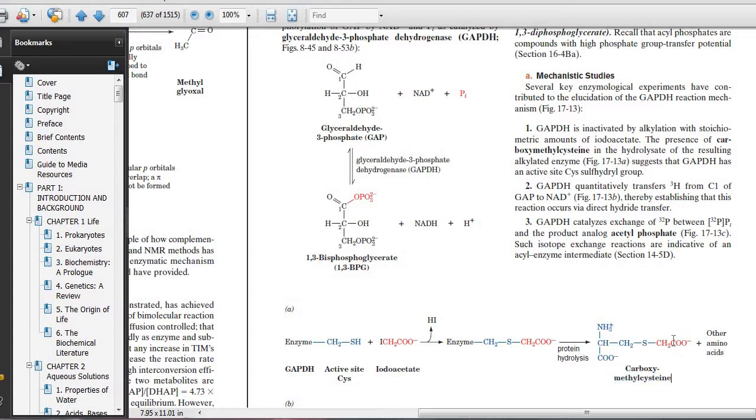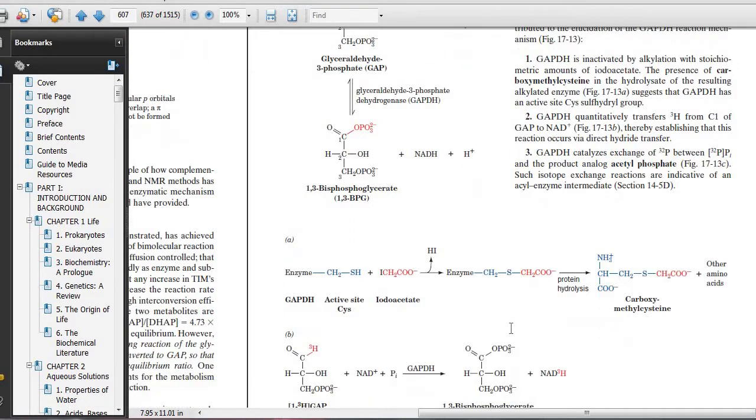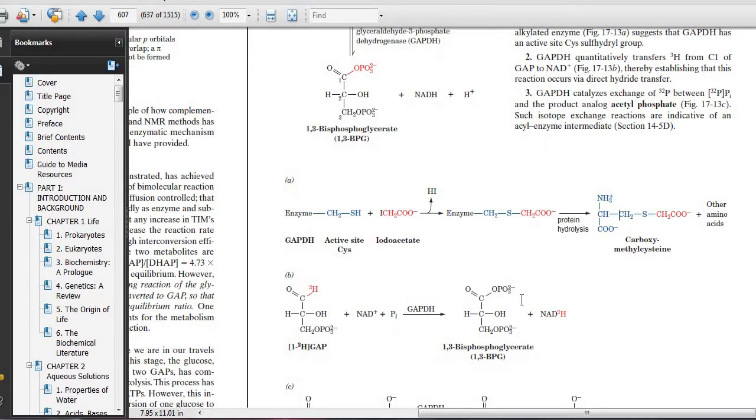So this is the carboxyl group. Carboxy, CH2: initially it was CH3, so carboxymethyl, and this is the cysteine part. So this is the carboxymethyl cysteine. If you get carboxymethyl cysteine, then you can surely say the active site of GAPDH contains a cysteine sulfhydryl group, and it also explains how iodoacetate acts as an inhibitor of the GAPDH reaction. So this is the particular reaction which involves direct hydride transfer.